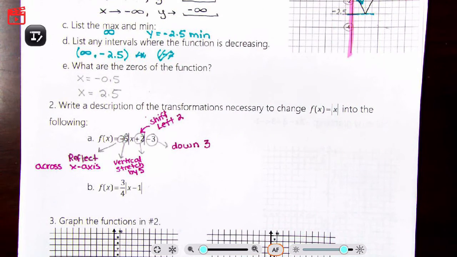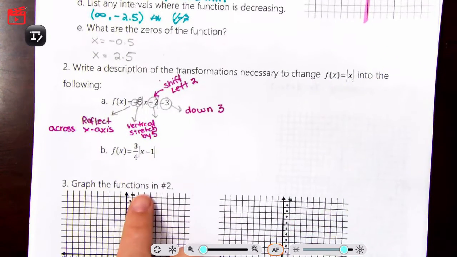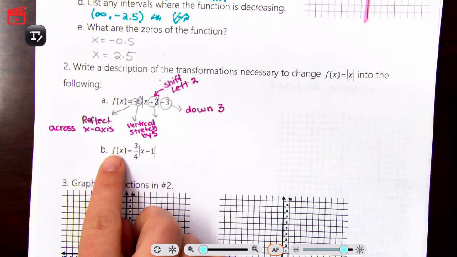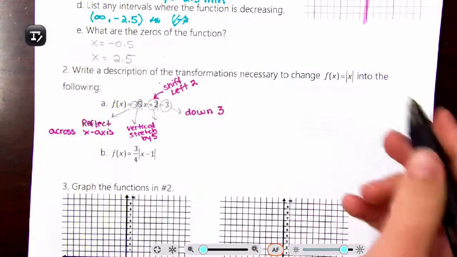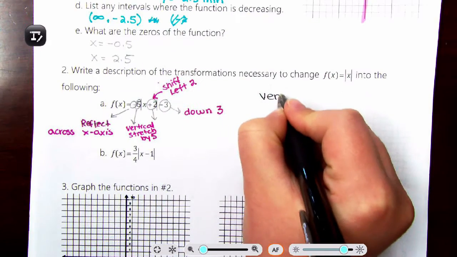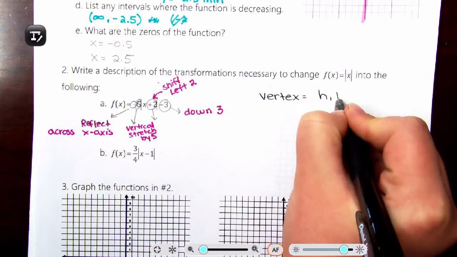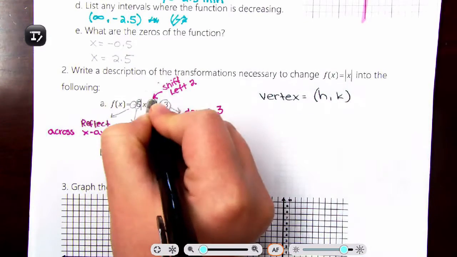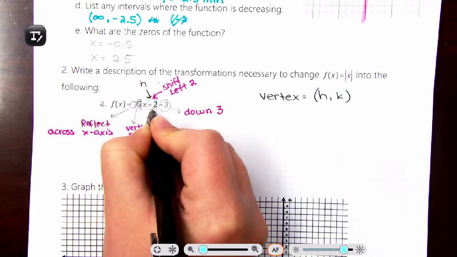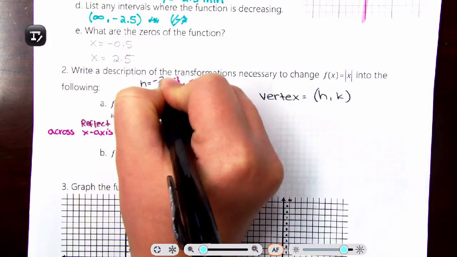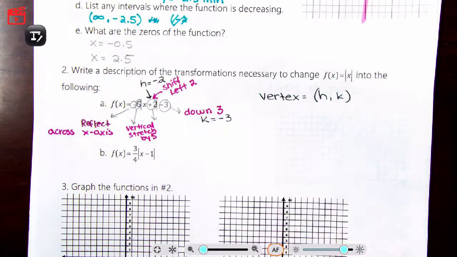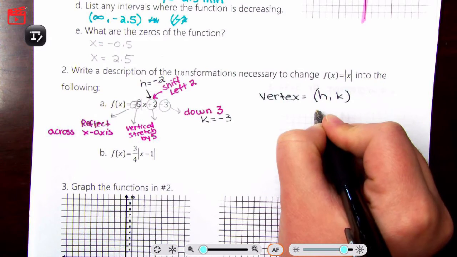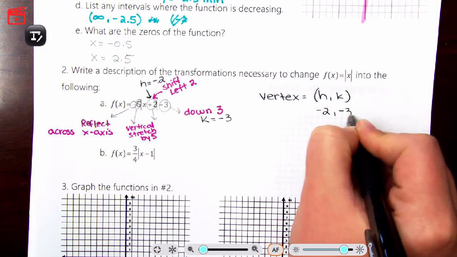So if we have a parent function, so it's asking us to graph number 2. I'm going to skip number 3. I'm going to skip B just so we have some more space. So if it's asking us to graph this function, we have the transformation. We know what the vertex is. So the vertex is our h comma k. And now what is h comma k? H is the number you see in here, but the opposite of that. So in this case, h would be negative 2. And k is what we see here on the outside. In this case, it would be negative 3. So our vertex is negative 2, comma negative 3.